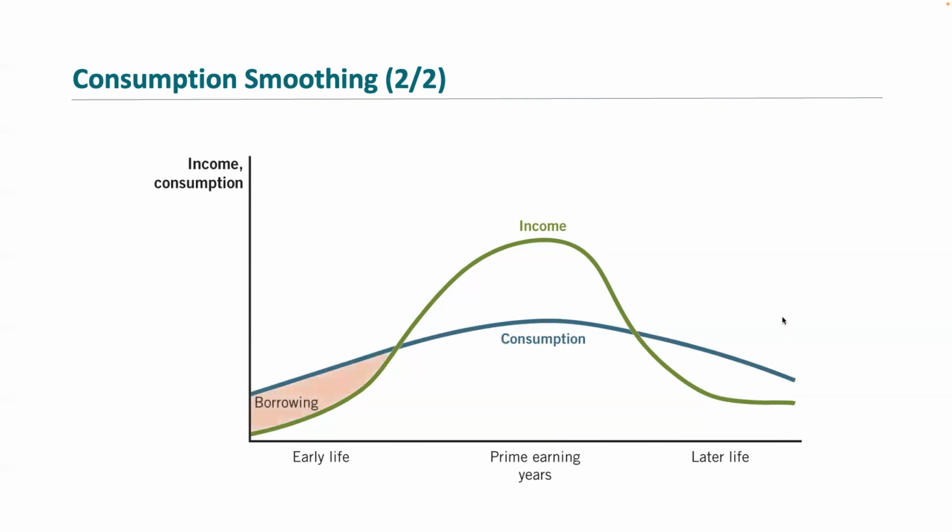So borrowing is what happens in your early life. Saving is what happens when you're in those prime earning years. And then dissaving is when we start to spend our savings when we're moving towards retirement. So graphically, this is kind of what you can expect for just about everybody. And it's just kind of interesting to see.